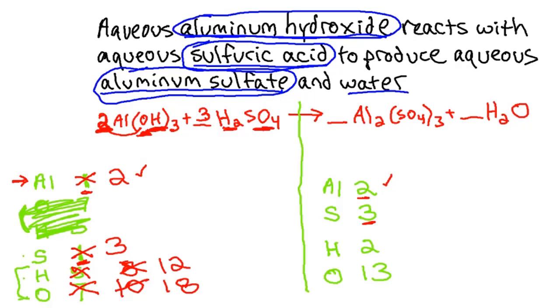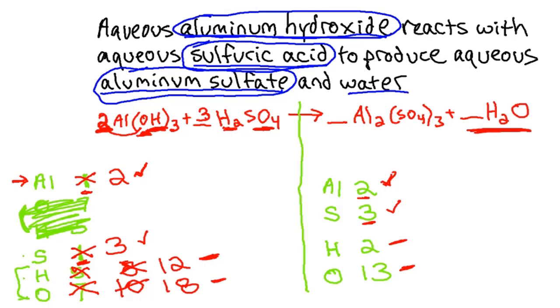So now we have 2 aluminums over on the left, 2 aluminums on the right. We have 3 sulfurs on the left, 3 sulfurs on the right. But now we need to bring this up. We have 12 hydrogens over here on the left and only 2 on the right. We have 18 oxygens and only 13 on the right. So we need to do something with this H2O.